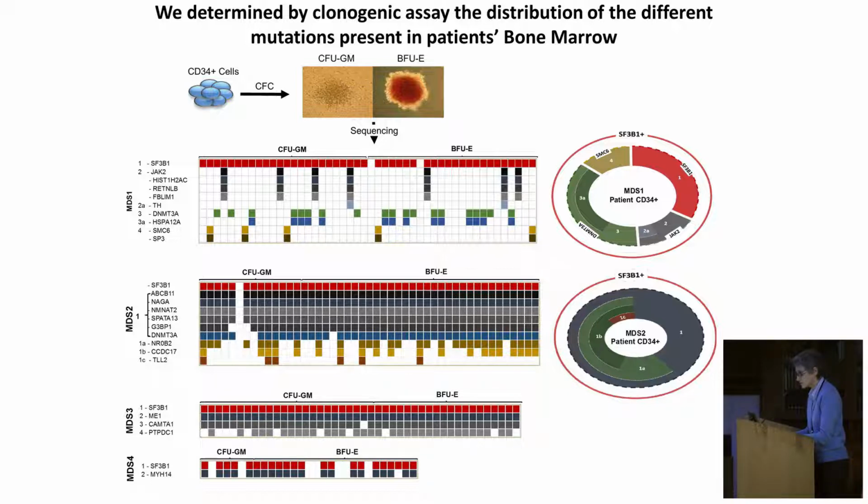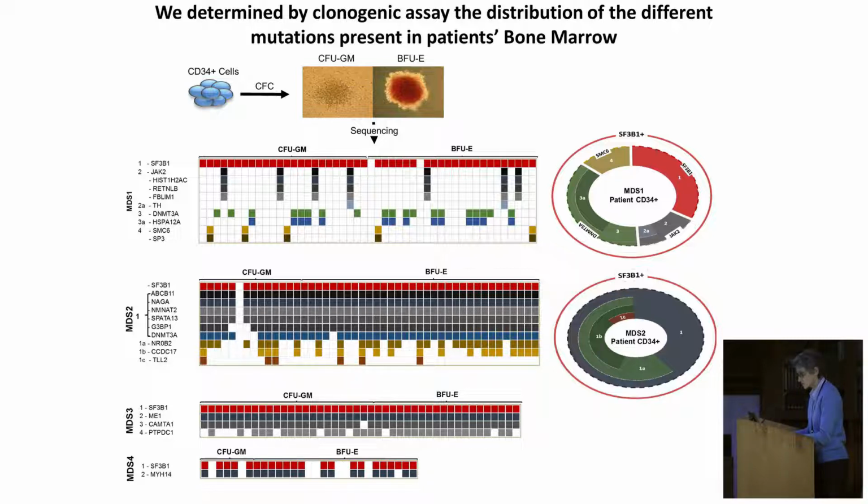In some other patients, it was more difficult to find out because there is a number of mutations in all the colonies, so we didn't conclude specifically. But clearly, SF3B1 was also present in all the colonies.